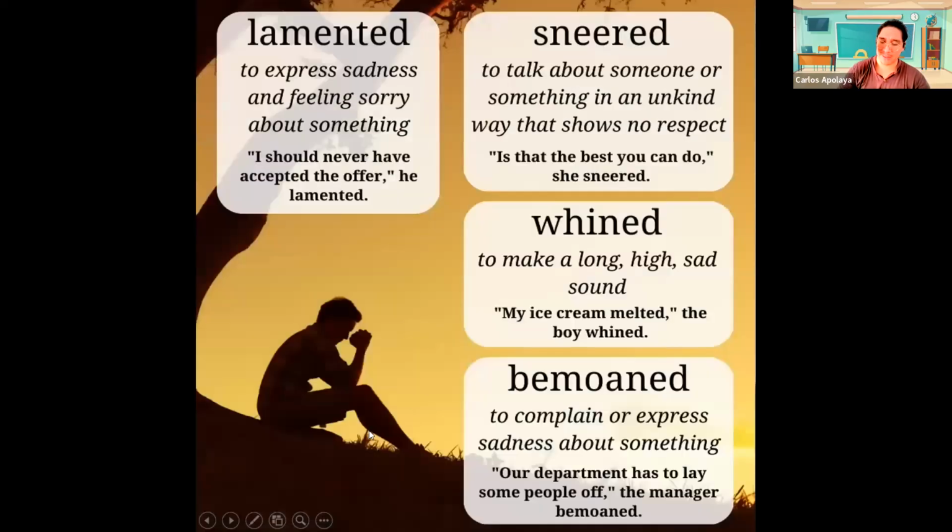Next, then we have lamented. Lamented is a word that you may know, it's similar in Spanish. Sneered. Sneer is another word to talk about someone or something in an unkind way to show no respect. She sneered. Maybe, for example, okay Raul, I'm helping, you know, in order to create the best product. And you say, is that all? Like he said, is that all? El dijo, es todo, but in an unkind way. Lo digo como sarcasmo, lo digo por molestar. You see what I'm saying? He sneered. Is that the best you can do? No. He said, is that the best you can do? No. He sneered. ¿Por qué? Porque lo dijo de mala manera.